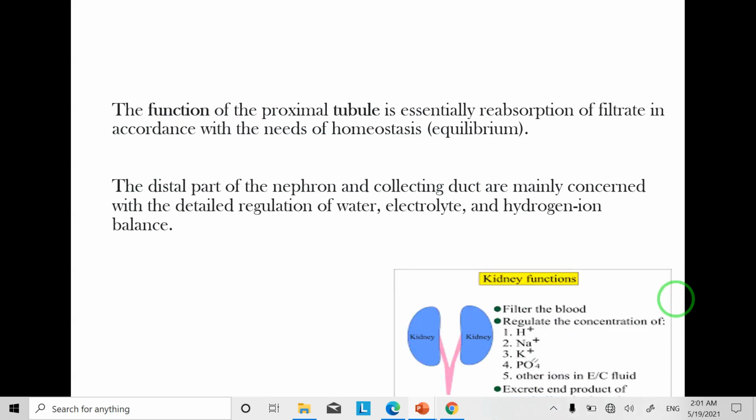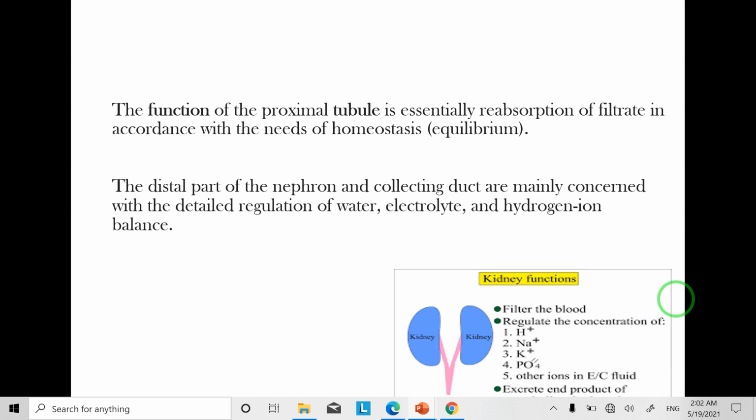The function of the proximal tubule is mainly the reabsorption of the bulk of the filtrate material, and this occurs according to the need of the body. After the reabsorption that occurs in the proximal tubule, the distal part and the collecting duct are mainly for fine adjustment. It is for the regulation of the hydrogen ion balance, and also for the fine adjustment of the electrolyte concentration and water balance.